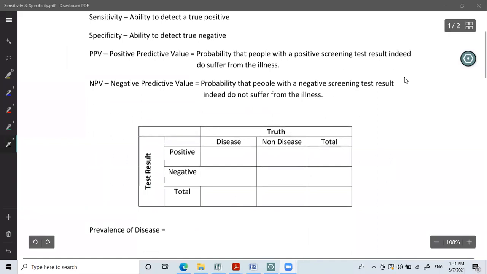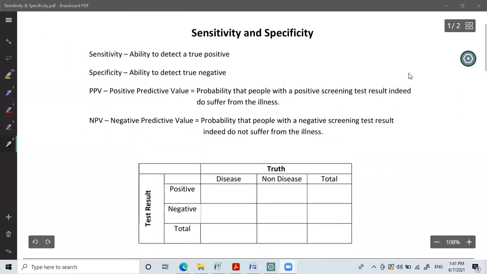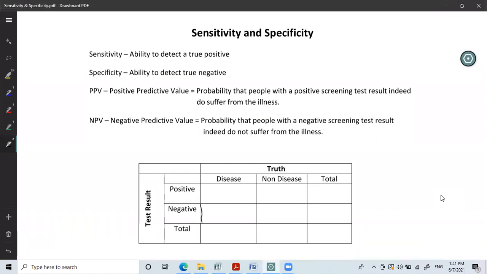Now, to show you how sensitivity and specificity are calculated, let's use this contingency table. So you see a 2x2 table here. In the columns you have the truth, whether that person is suffering from the disease or not. Then after they undergo the screening test, they got either the positive result or the negative result. Those are included in this 2x2 table. And then you can get the column sums, the row sums and the grand total here.